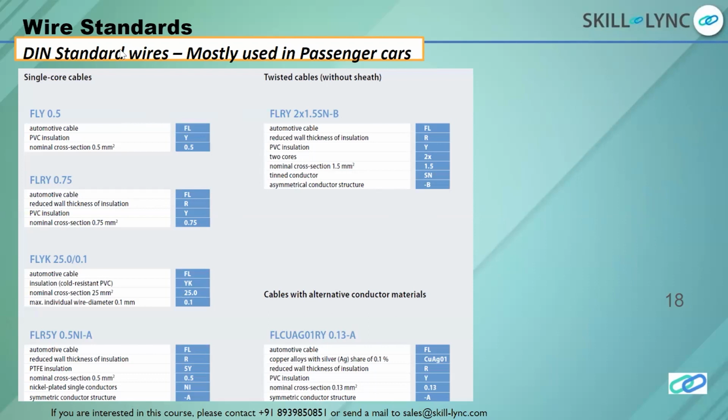Correct. Similarly, we have the FLRY 0.75, basically 0.75 being the cross section. And then further we have FLYK. As you can see, all the notations are being clearly explained. You can also have these wires made out of alloy components, so copper alloying, silver alloying. If all those things are being added, you will have the namings or notations accordingly for better understanding, so that the person can understand what set of wires has to be utilized and what set of wires he has to buy for that particular application.